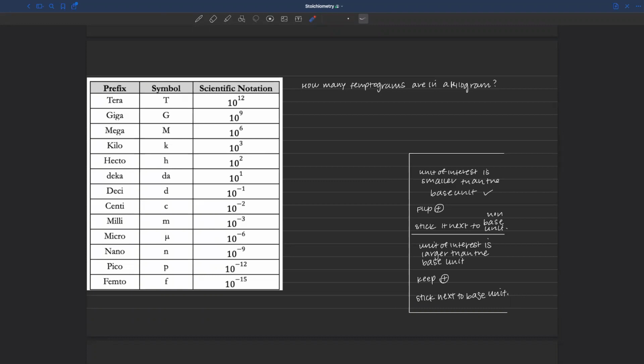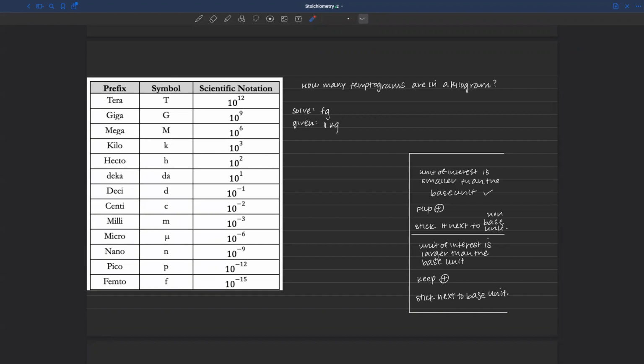So here, what are we being asked to solve for? Are we being asked to solve for femtograms or kilograms? We're being asked to solve for femtograms, right? How many femtograms? And what we are given is actually the kilogram quantity. And specifically, how many kilograms are you assuming? It's just 1 kilogram, like that.